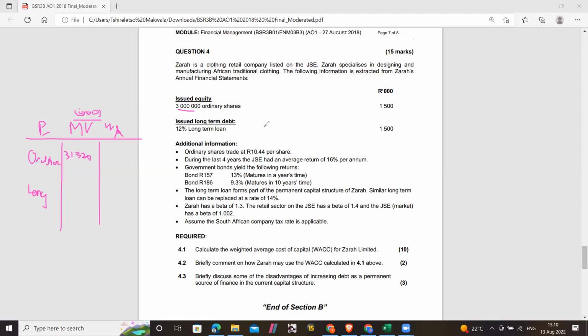Now we want the market value of the long-term debt, right? So okay, this is information relating to the ordinary shares. Okay, long-term debt. They say the long-term debt forms part of the permanent capital structure of Zara. Okay, we already knew that. Similar long-term loan can be replaced at the rate of 14%. So this is the market rate of the loan now currently, right? And then 12%. So now we want the market value of the loan.